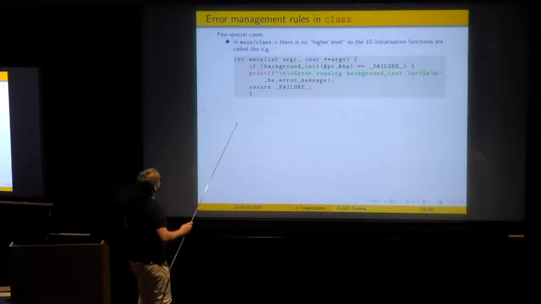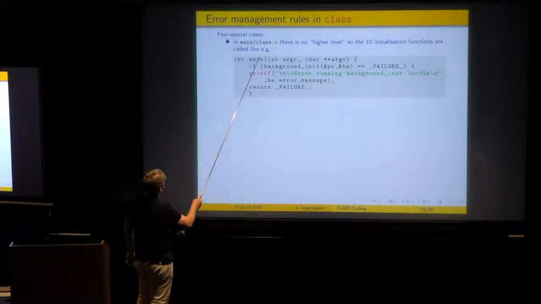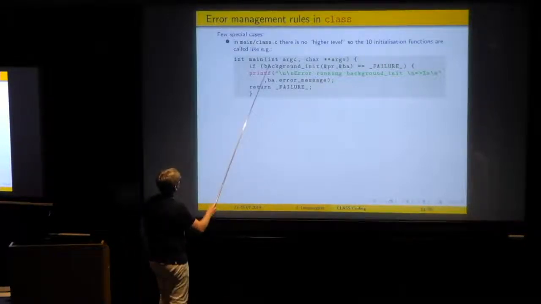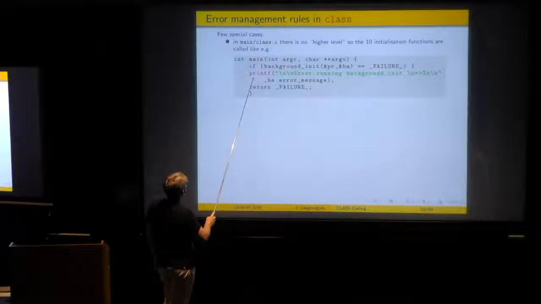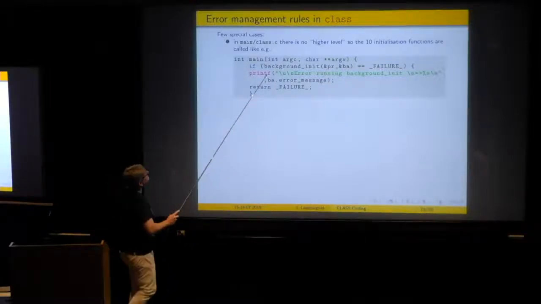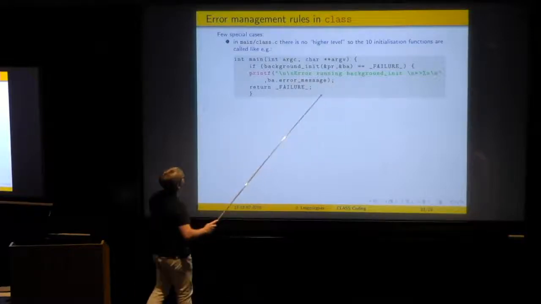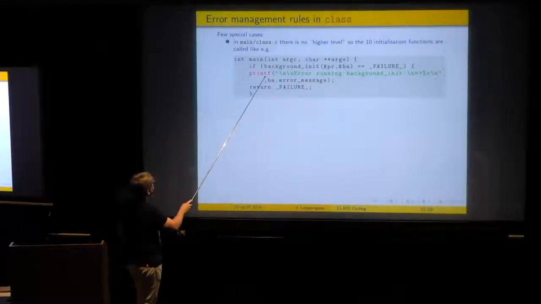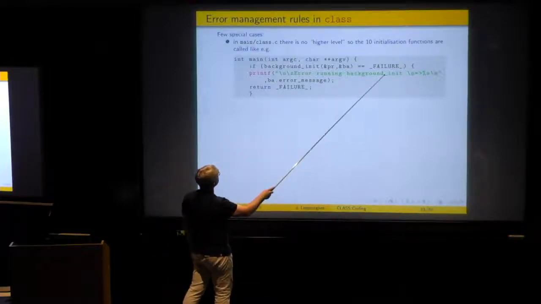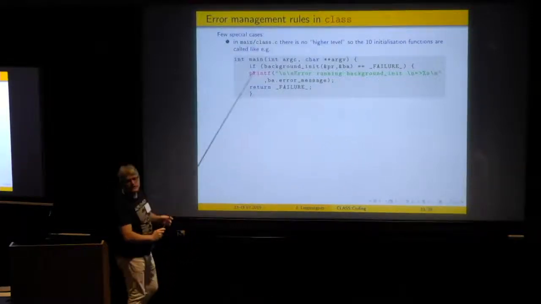And so only in this case, instead of class call, you have some explicit lines which look like the macro class call, but they will just print the error in the standard output. So if background init returns a failure, you print to the standard output that there was an error in background.init, and you return a failure.